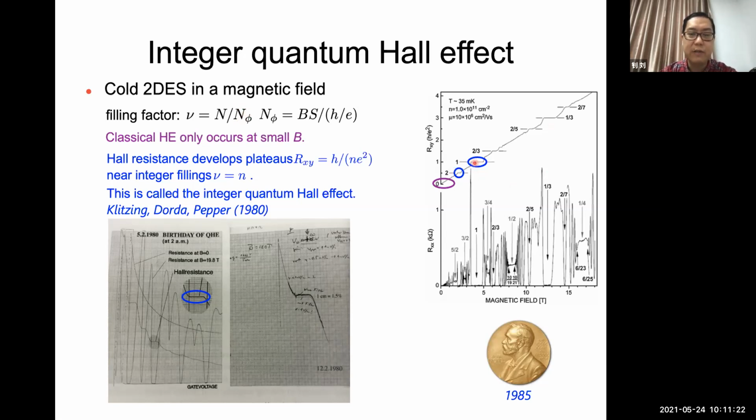On each of these plateaus, the Hall resistance is precisely quantized at the value h over n e squared. Here, h is the Planck constant and e is the electron charge. And this is called the integer quantum Hall effect, first observed by von Klitzing, Dorda, and Pepper in 1980, more precisely at 2 a.m. on February the 5th, 1980. So they worked really hard.